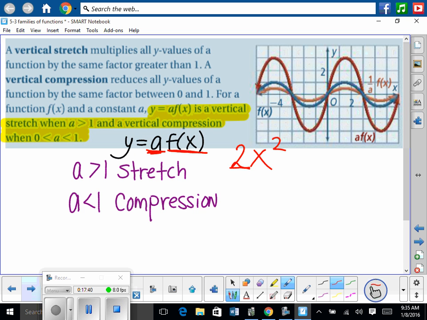So if a is less than 1, a fraction less than 1, it's going to take your parabola and squish it out. It's going to compress it. So a stretch and a compression. So once again, if a is greater than 1, it's a stretch, and if a is less than 1, it's a compression. So if I have 1/2 x squared, that stretches out your parabola.